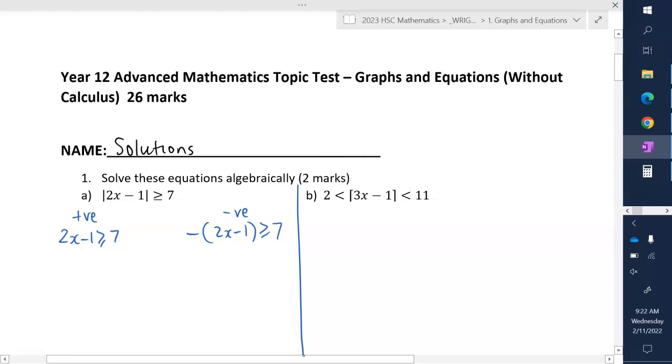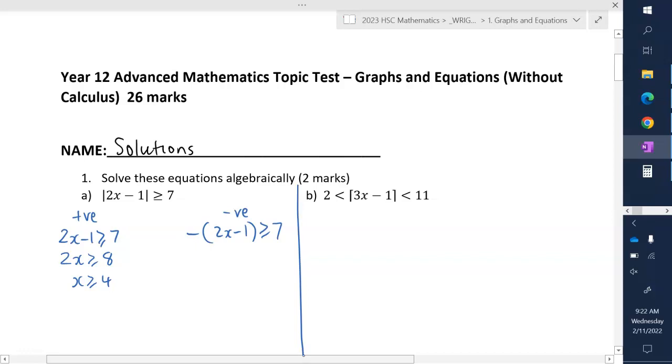Rearranging our first one, I'm going to be adding 1 to both sides, so I get 2x is greater than or equal to 8, and I'm going to divide by 2. x is going to be greater than or equal to 4. I do not need to flip the inequality sign because I'm not dividing by a negative. 2 is positive, so that is my first solution: x is greater than or equal to 4.